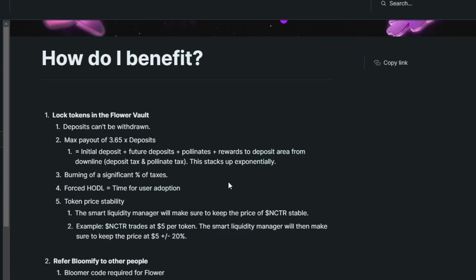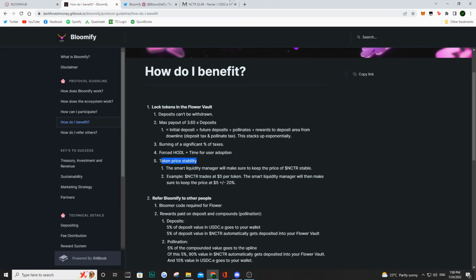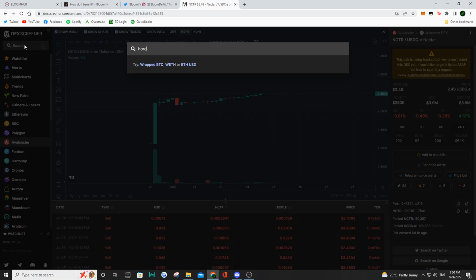So if we go on to here, this is exactly what it says here. It says that your future deposits, your pollinates, which is your compound, and the rewards to deposit from your downlines, so from your referrals, all of these stack up exponentially. Now, if we continue on here, there's also a burning of a significant percentage of taxes. As we talked about earlier, it is a forced hodl because you can only claim up to 1% on a daily basis. And where things get interesting is this token price stability. This is super interesting in my opinion because they're going to be using Horde's liquidity management system. And as we know, if we go take a look at the price of Horde, this project is just absolutely crazy.